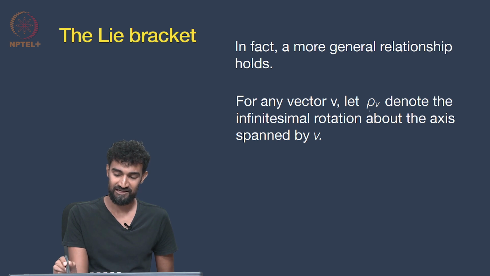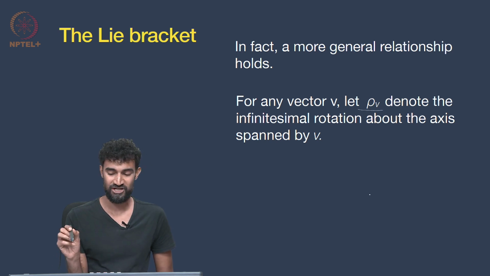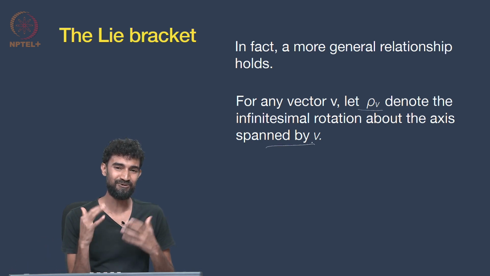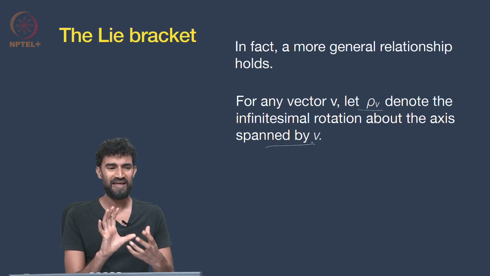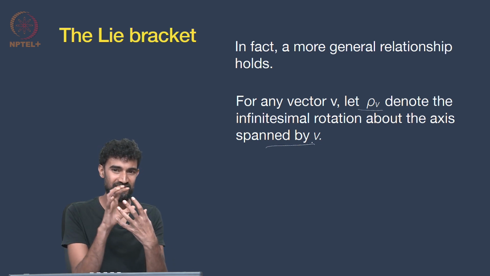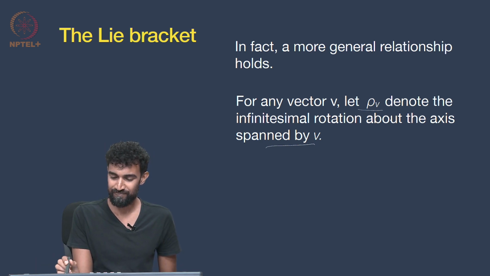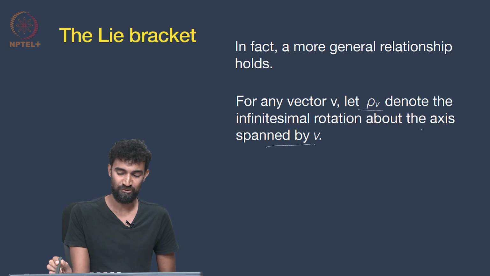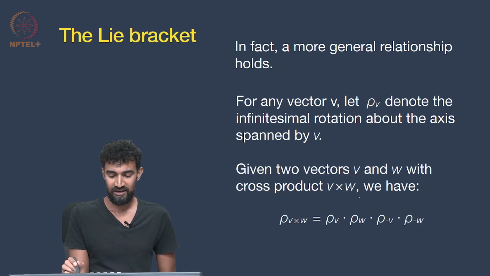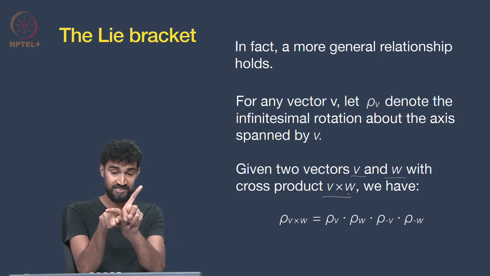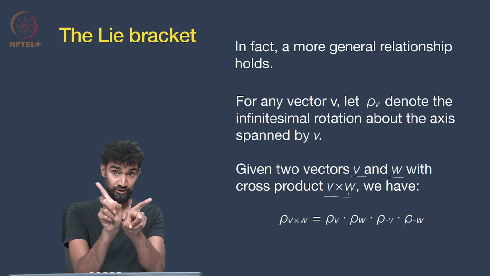For any vector v, let's let rho v denote the infinitesimal rotation about the axis spanned by v. I'm being a little bit imprecise. I'm not going to precisely define infinitesimal rotations. I just mean a very tiny rotation with respect to that axis. Given two vectors v and w, with cross product v cross w, remember that given a vector v and a vector w in space, the cross product is a vector that's perpendicular to both of them.